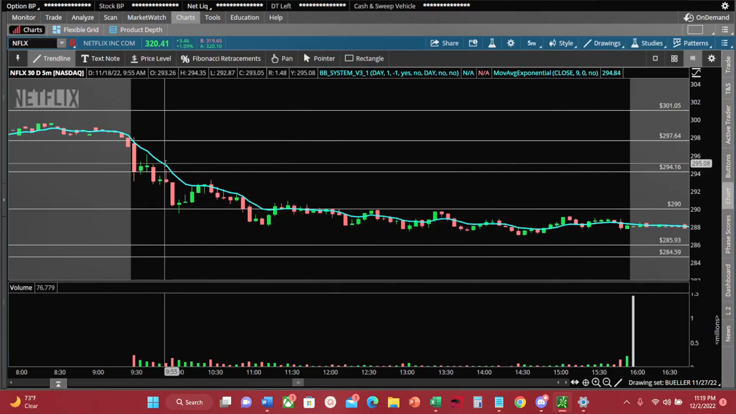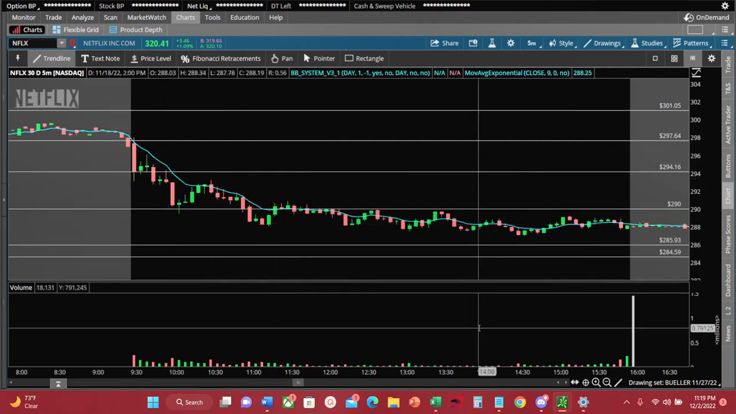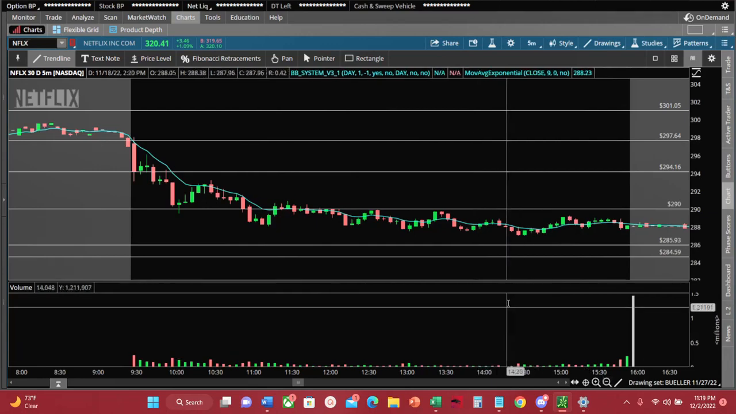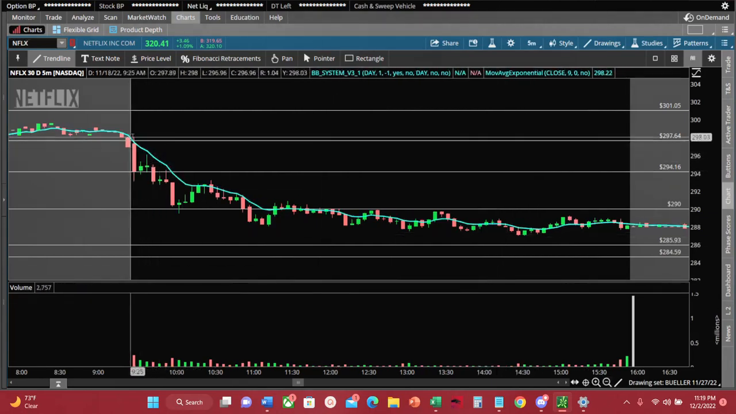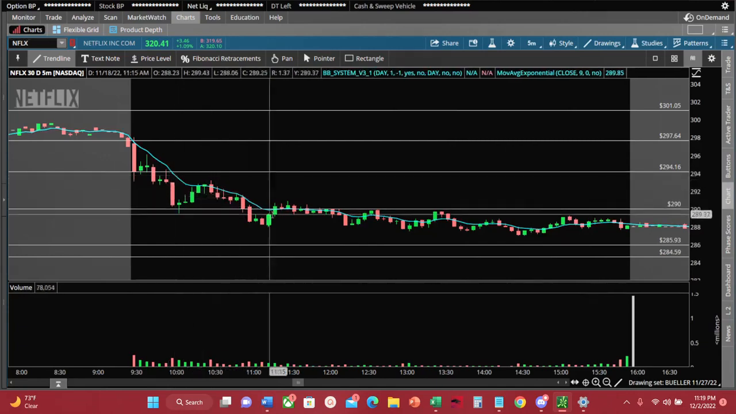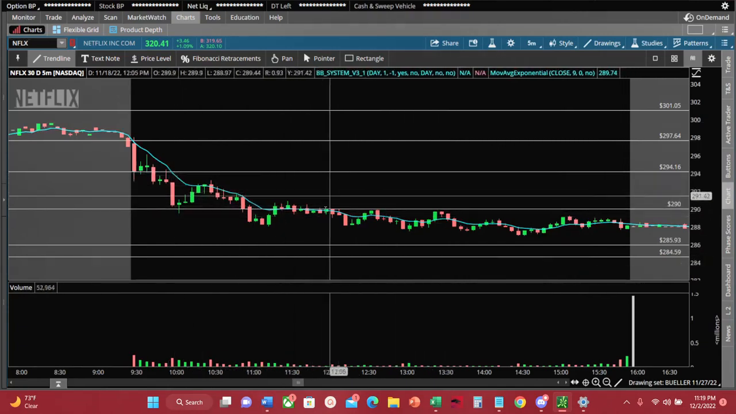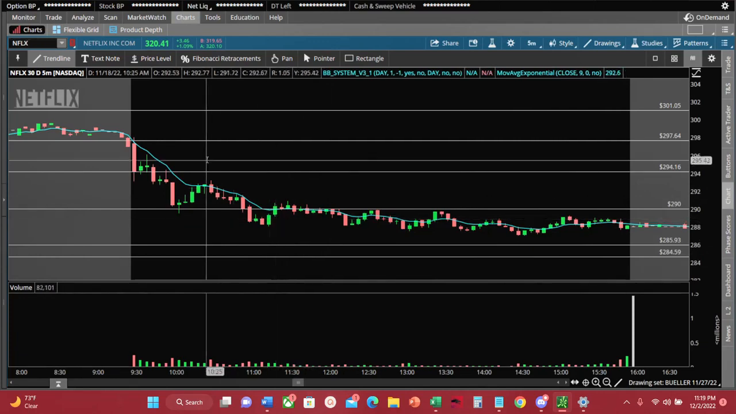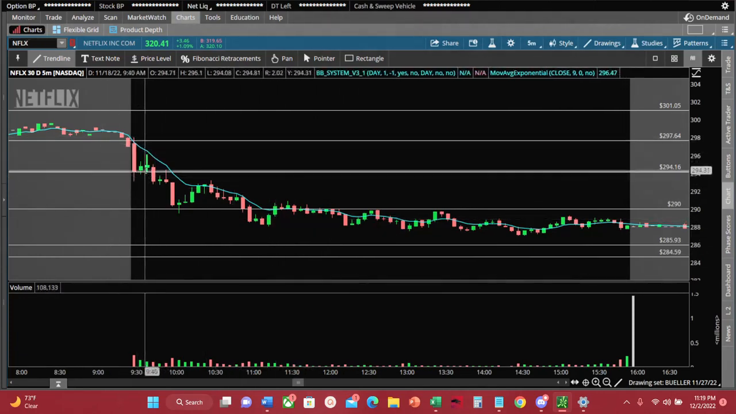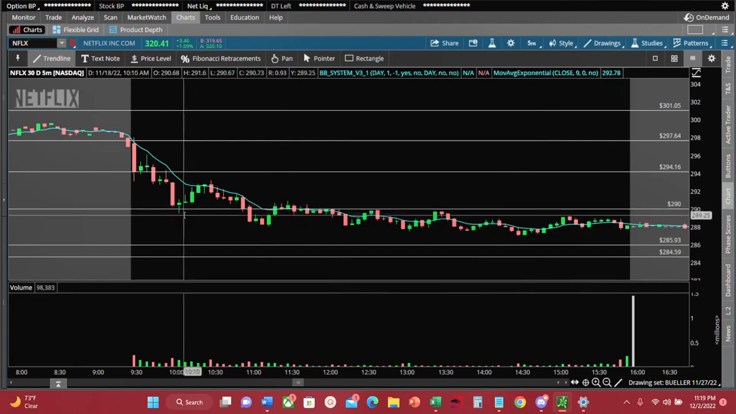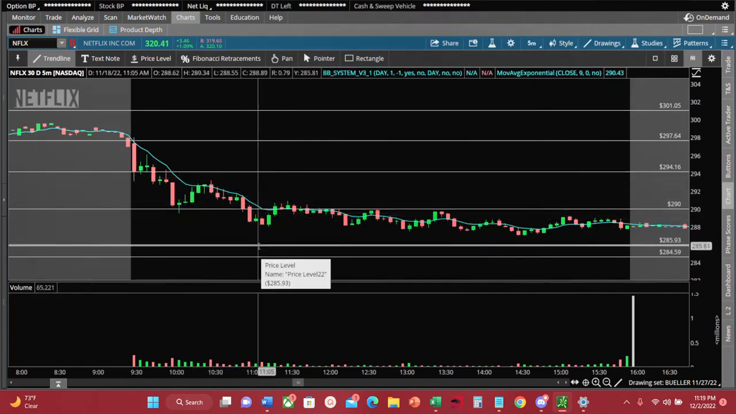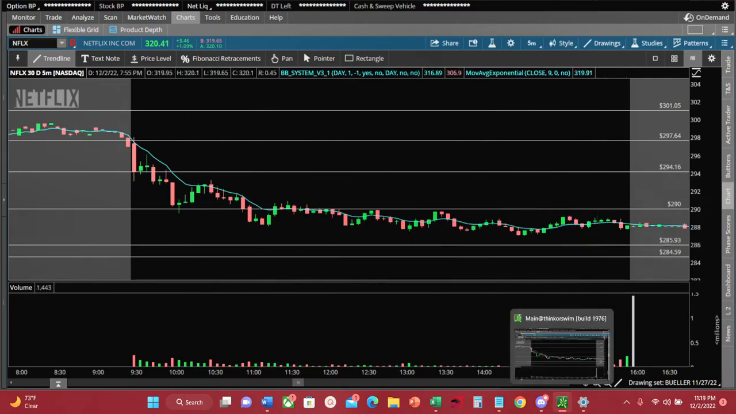Normally I don't use them, but it does work pretty well for your exits. Because you know it's not going to happen every time that it gets to the next target. Just because it goes here doesn't mean it has to take it down to here. Obviously it does and it bounces right off, but it doesn't have to. And I think this was what the trade was.